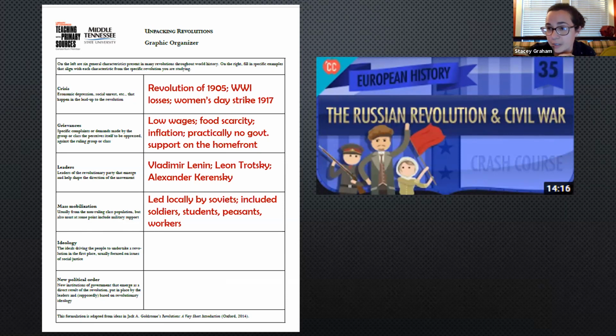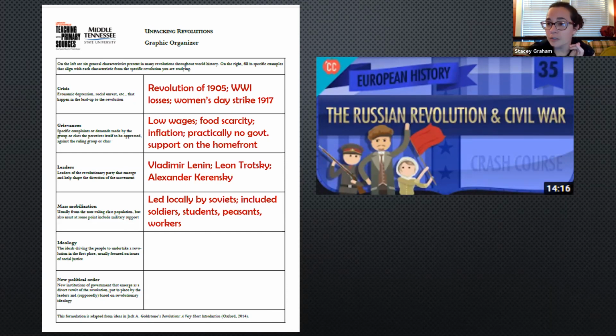So with mass mobilization, Soviet is a word that refers to a working person's council, and they had these in all the different cities and villages. And so they were kind of like leadership on the local level. And Trotsky was actually president of the Soviet in Petrograd, which was the old name for St. Petersburg. That's right. So these were actually pretty powerful locally. That's what Soviet means. That's where that word comes from.